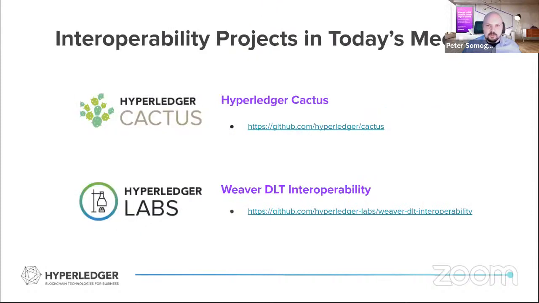As for the two projects, I will not give detailed explanations about what they are, because we'll have plenty of slides for that after this. One of them is Cactus and the other one is Weaver. Suffice to say, they are both kind of going in the same direction. Some details are different, but the vision is kind of the same.